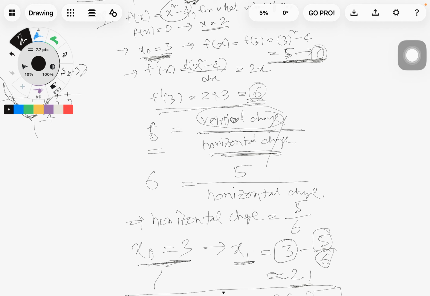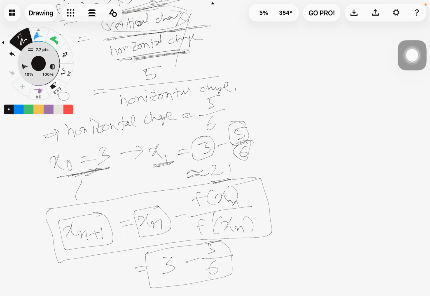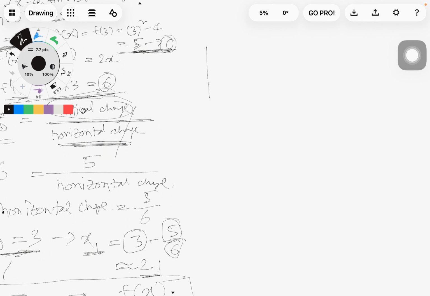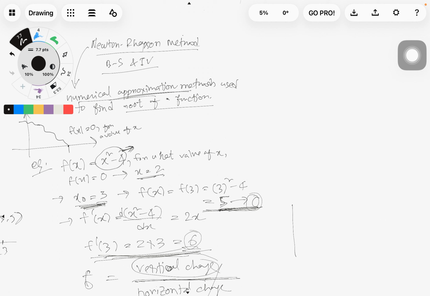This 6 comes from your slope component. So our formula, the formula that we have generalized, matches, right? Now let's come back to why we need to know such approximation methods.